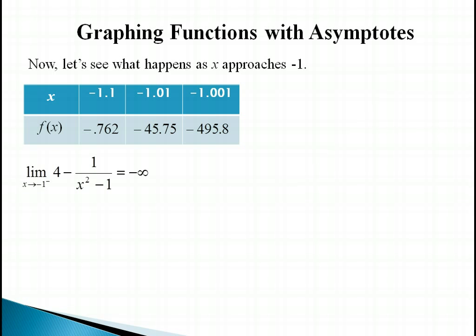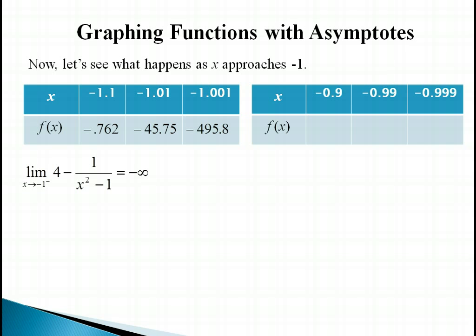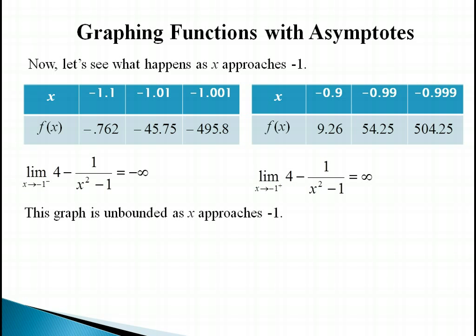Let's go ahead and look and see what happens as we approach negative 1 from the right side. So we're going to plug in negative 0.9, negative 0.99, and negative 0.999. And these numbers are going off toward positive infinity. So again, we have an asymptote at x equals negative 1, because the graph is going to be unbounded as we approach that value.